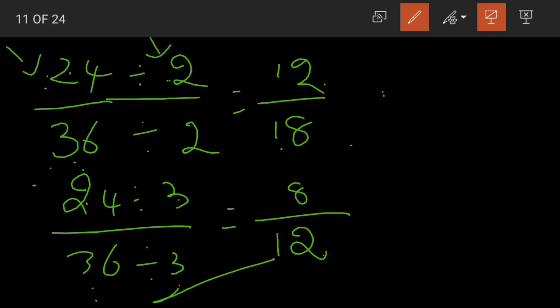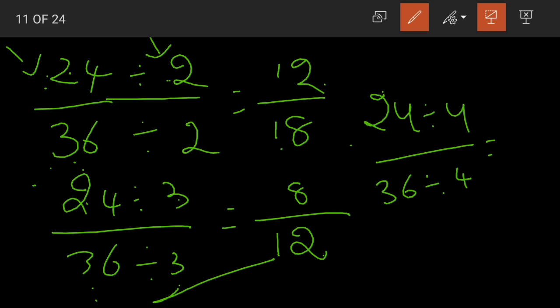In the same way, next let us see for 4 as well. Yes, 24 by 4 and 36 by 4. Now see, 4 6s are 24 and 4 9s are 36. Yes students, 4 6s are 24 and 4 9s are 36.